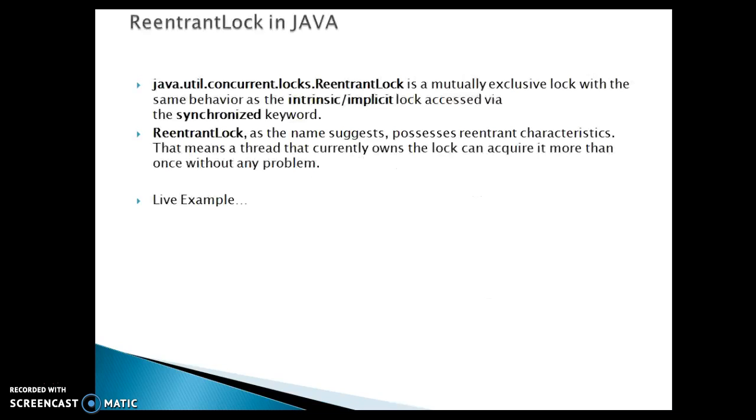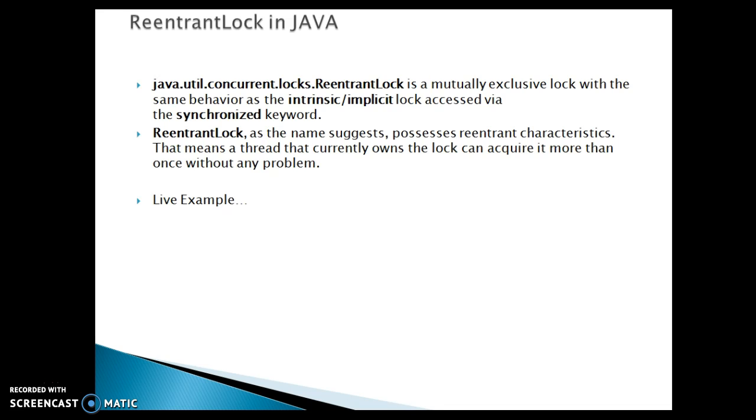So here you can see one of the classes is called ReentrantLock, and this is one of the implementations of the Lock interface, which belongs to the java.util.concurrent.locks package. ReentrantLock is a mutually exclusive lock with the same behavior as the intrinsic or implicit lock which is accessed via the synchronized keyword, right? ReentrantLock, as the name suggests, possesses reentrant characteristics. That means a thread that currently owns the lock can acquire it more than once without any problem.